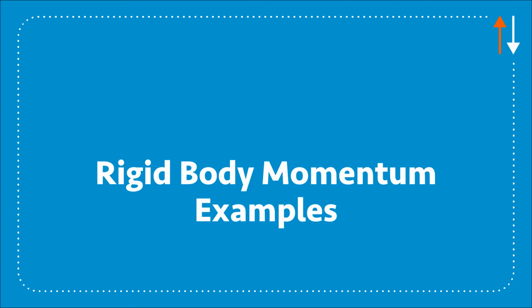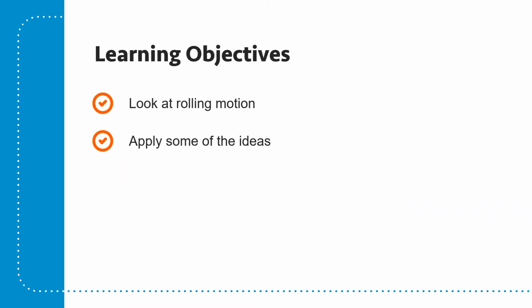I thought I'd do a couple more complex rigid body momentum examples, and these are useful just to look at rolling, and some of the more complex ideas associated with rolling. I find these problems, the ones I'm going to do, are often the most challenging course problems just because they look at things a lot differently than what we're used to.